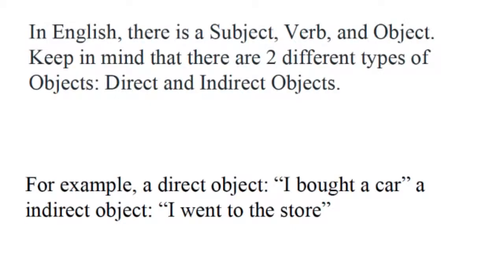In English, there is a subject, verb, and object. Keep that in mind because there's two different types of objects. There's direct objects and indirect objects. For example, a direct object is, I bought a car. An indirect object is, I went to the store.